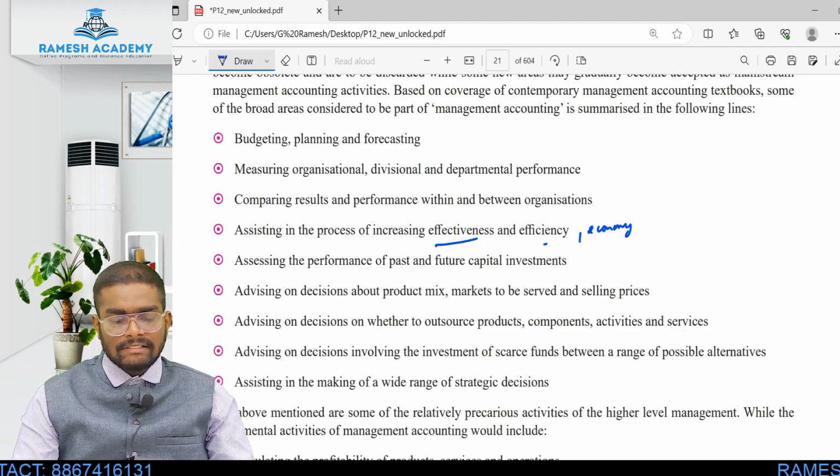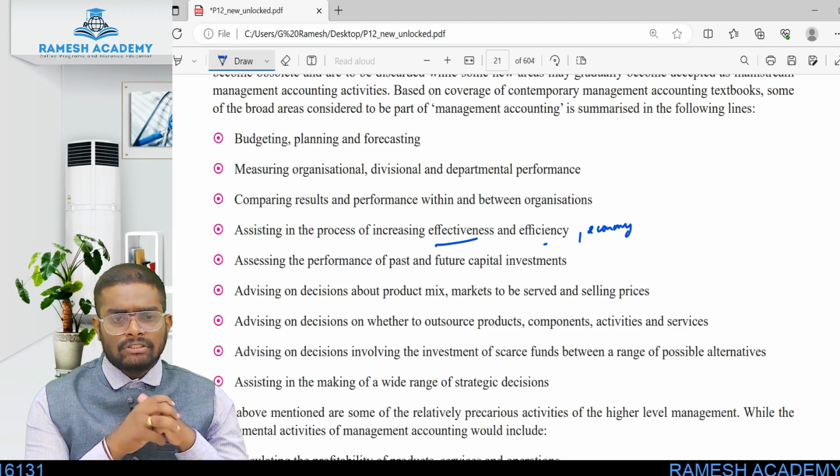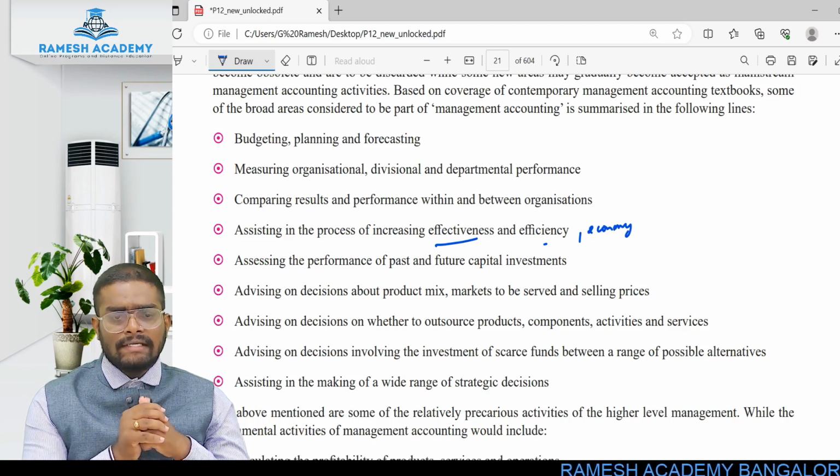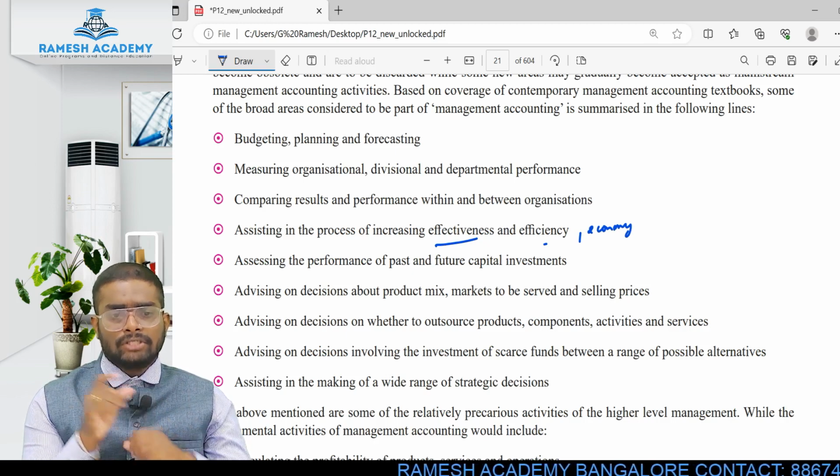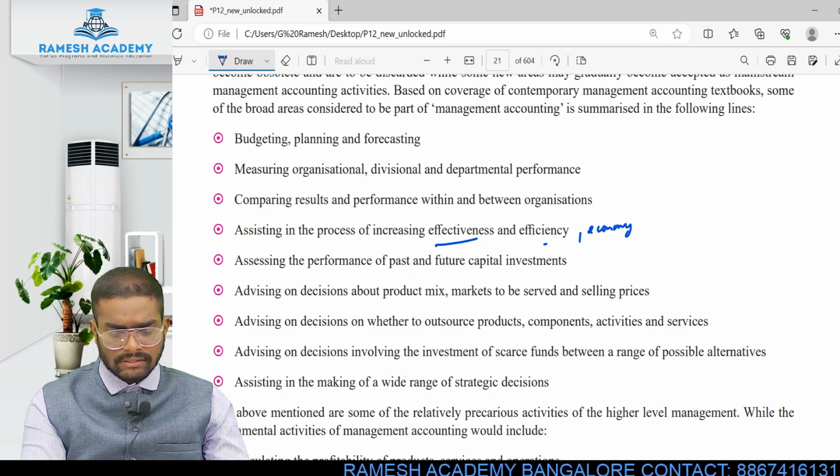Next, assessing the performance of past, future and capital investment. For this, we will be having concepts like economic value added. We will be having ROI, return on investment, return on equity, and all those will be having formulas, will be having certain tools to calculate all these things.